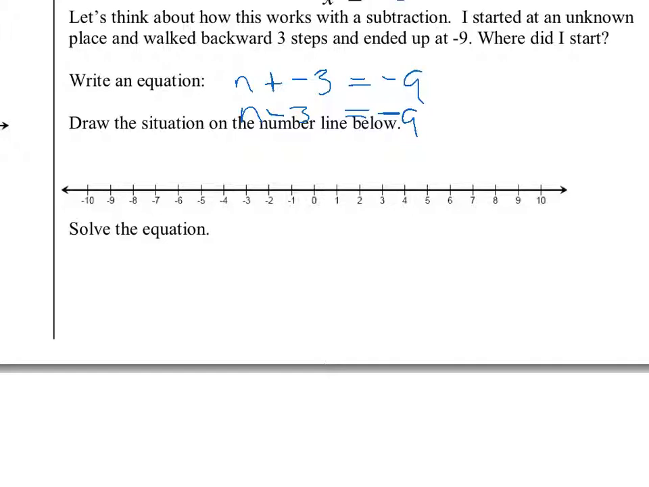All right, so let's go ahead and draw the situation. I know I'm ending up at -9. So in my head, I'm thinking, they walked backwards 3 steps to get there. So to figure out where I started from, my inverse operation is going to be to actually move 3 steps forward. Because we went backward, to untrace that, I need to go forward. That tells me that I started at, my n was at 6. And I'm going to check that by saying, if I walk backwards 3 steps, 1, 2, 3, am I going to get to -9? Absolutely.